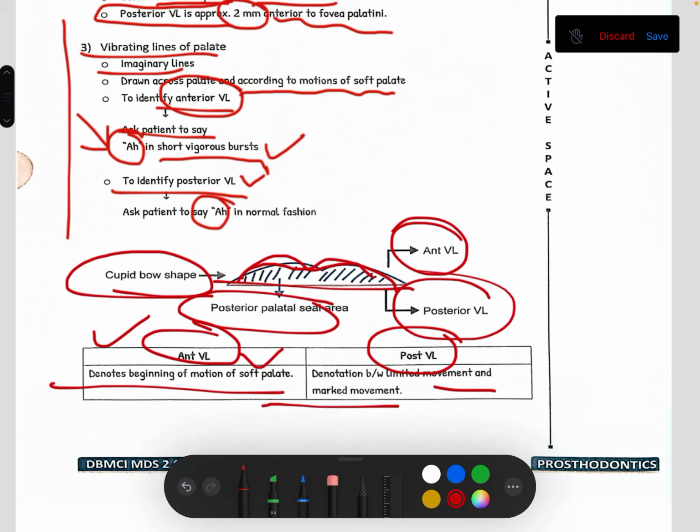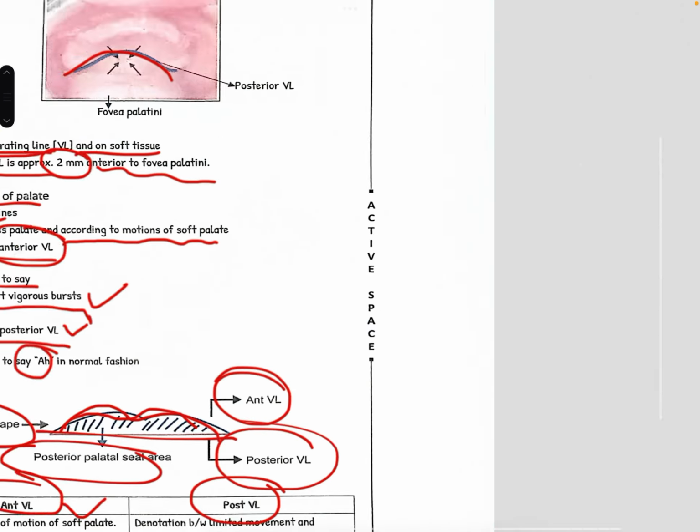Just allow me a moment. I'm sorry for the inconvenience. Yes, I think we are going good, right? So we have got to know about a lot of limiting structures in the maxilla, right?